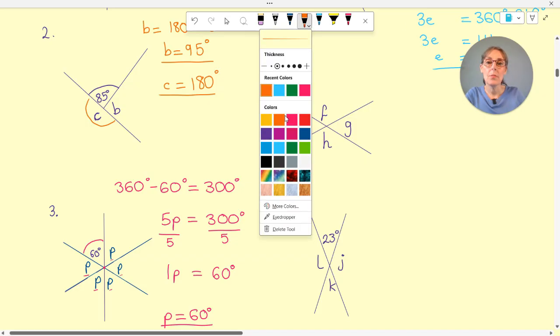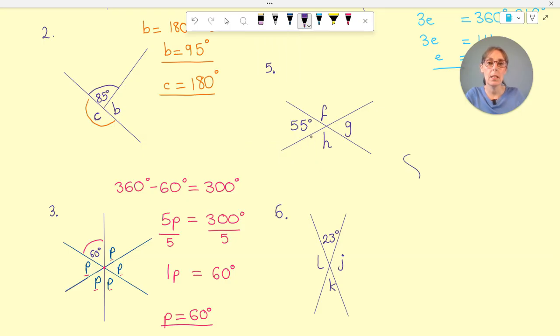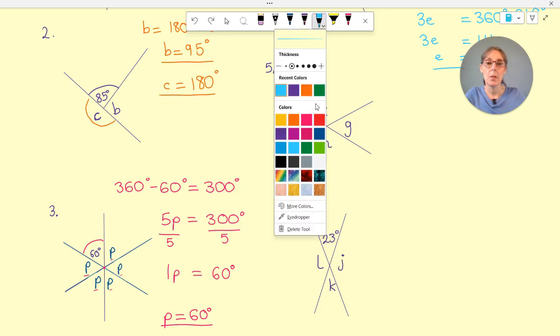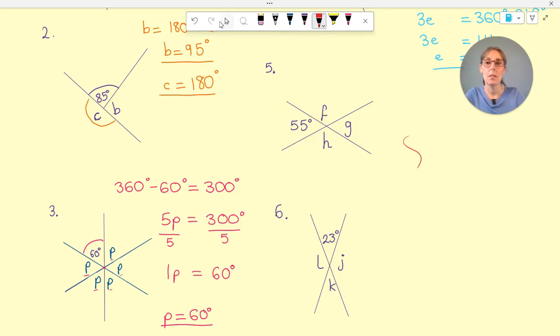Let's do a different colour. Purple, maybe? No, that's too close, isn't it? Well, not a light blue again. Let's go for a red. A reddy, purpley colour. Okay, we've got 3 different letters.